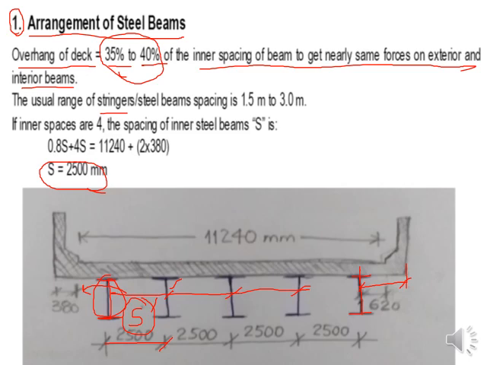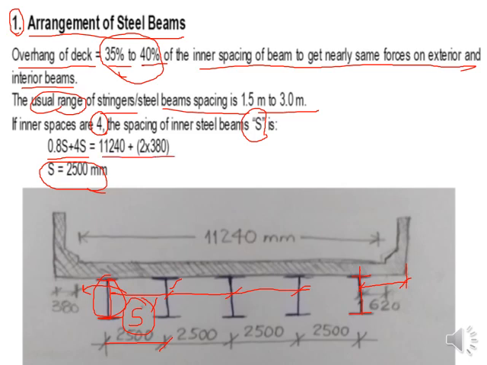The usual range of the stringers or the steel beam spacing is 1.5 meters to 3 meters. This is the usual practice by AASHTO, that the steel beam spacing is considered between 1.5 meters to 3 meters, anywhere in between. So in this particular case, depending upon the inner spaces, you are considering equal to 4, then the spacing of the inner beam S can be calculated by equating the estimated and actual values.